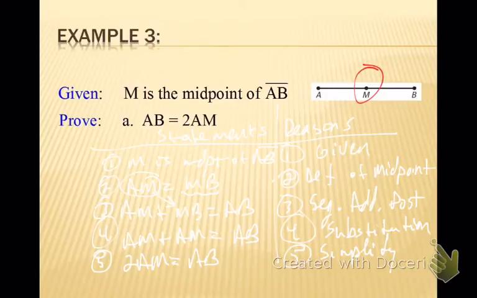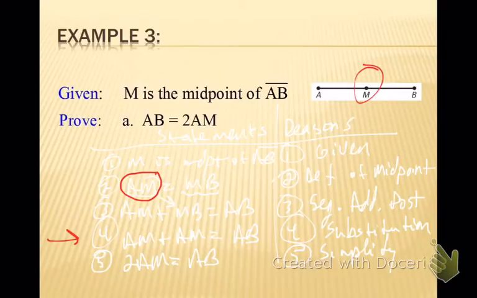Then we recognize right here that we can substitute. We can substitute that AM in for that MB. And when we do that, we get this step 4. So AM plus AM equals AB by substitution. And then we can combine those like terms or simplify. AM plus AM is 2AM.